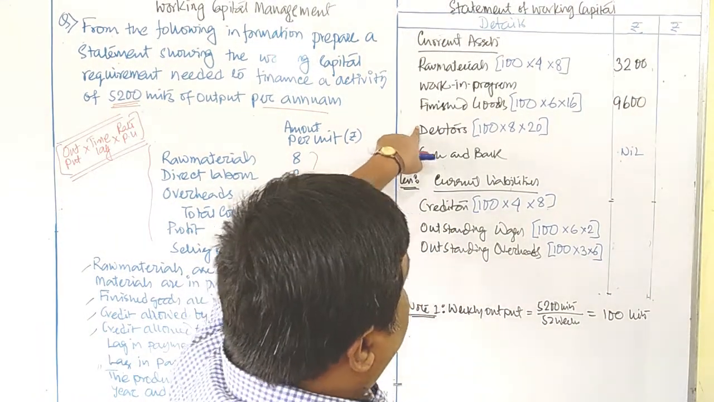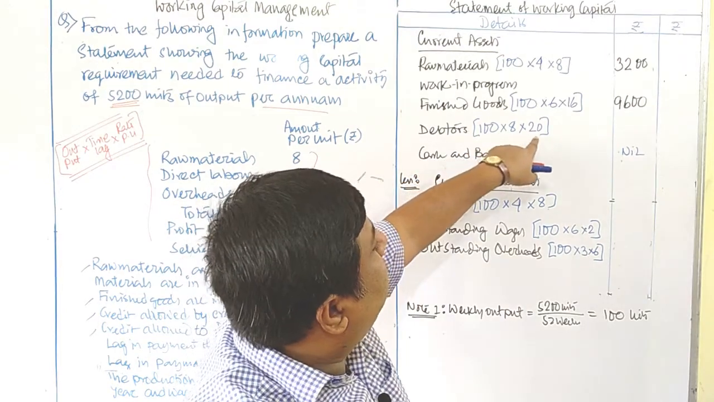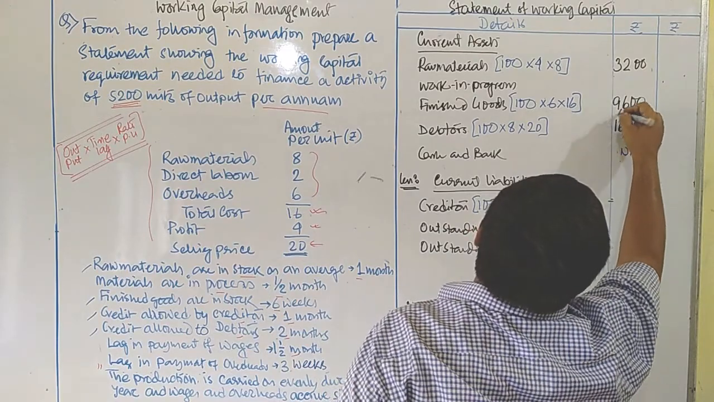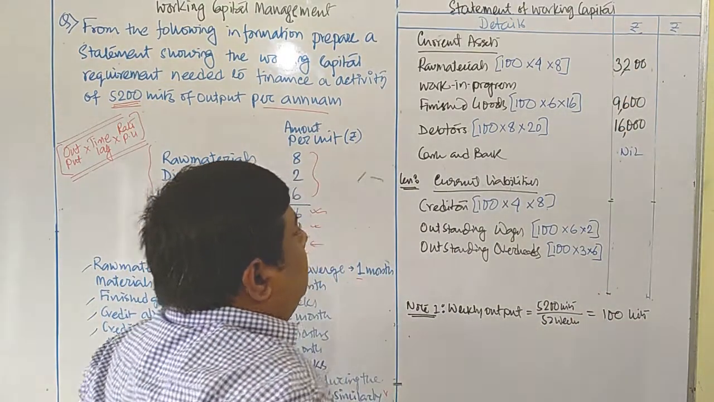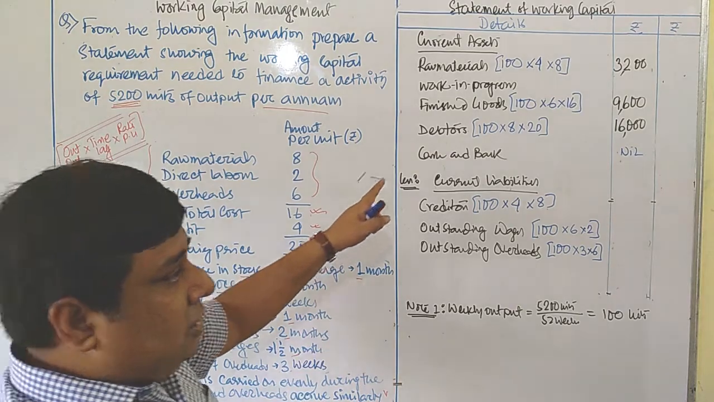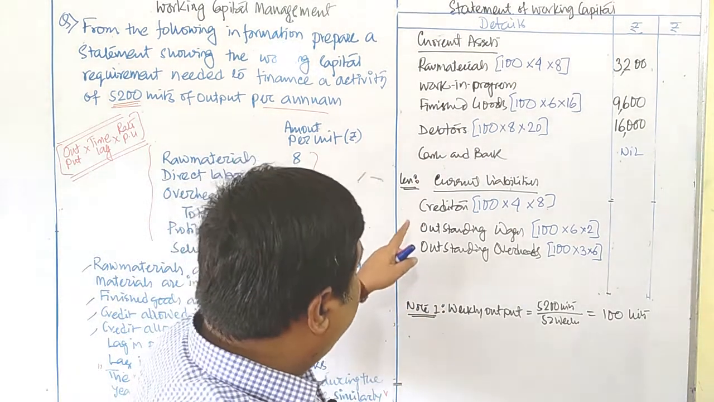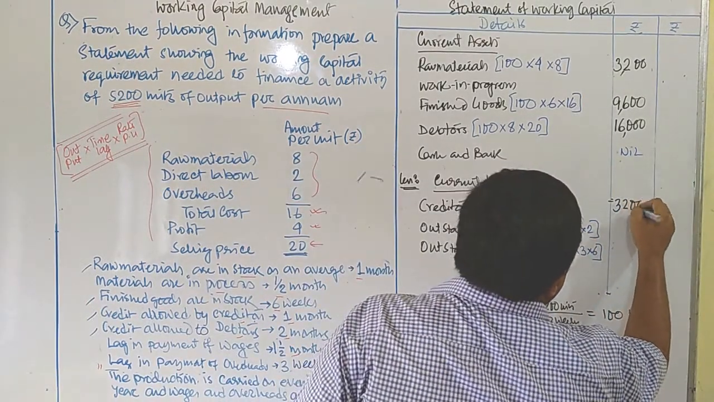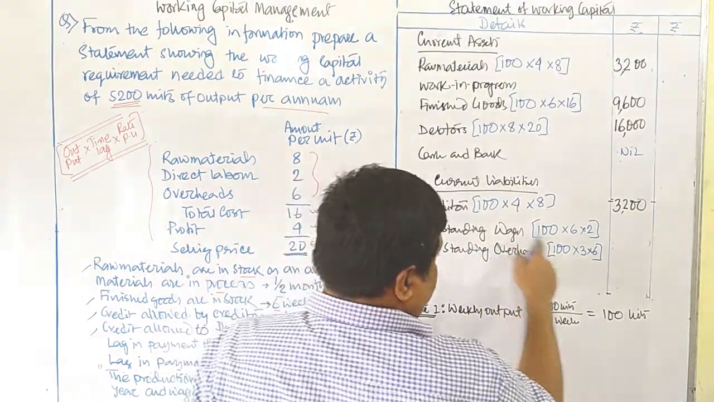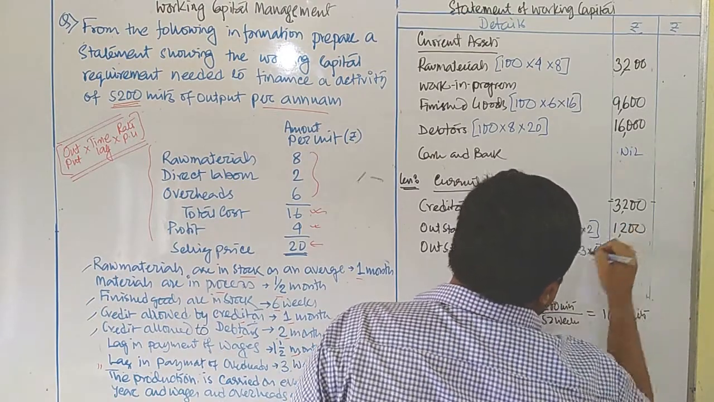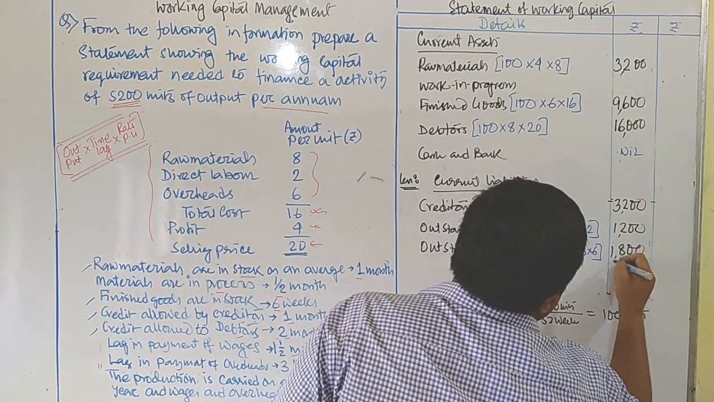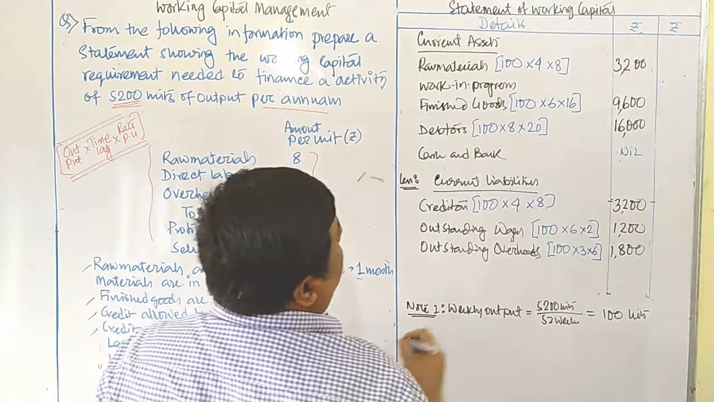Next, debtors. 100 into 8 into 20. It is 16,000. Next, creditors. Cash at bank is nil, as we consider it is a nil balance. Creditors, it is 3,200. Next, outstanding wages. It is 1,200. And finally, outstanding overheads. 3 into 6 into 100. It is 1,800.